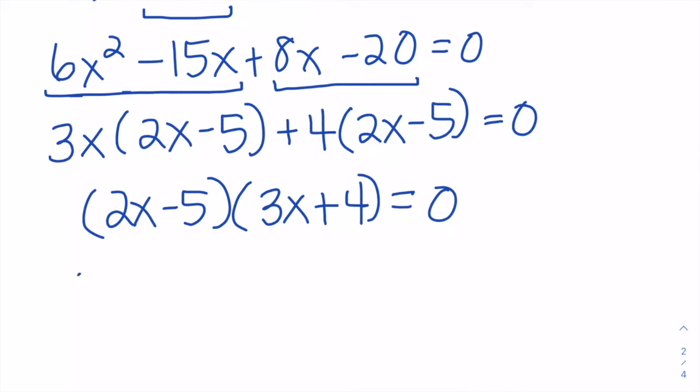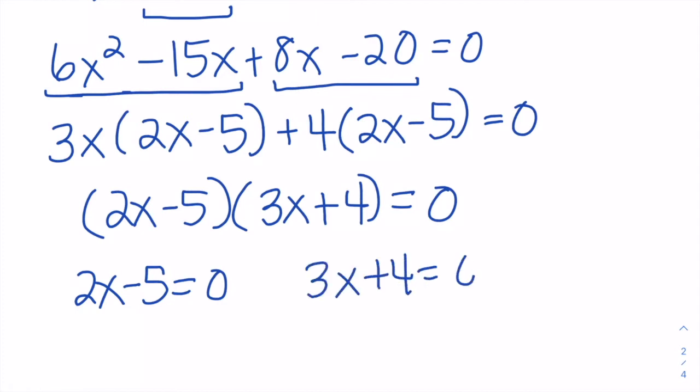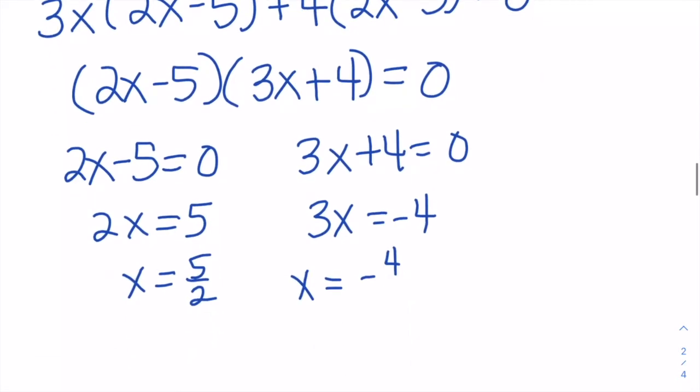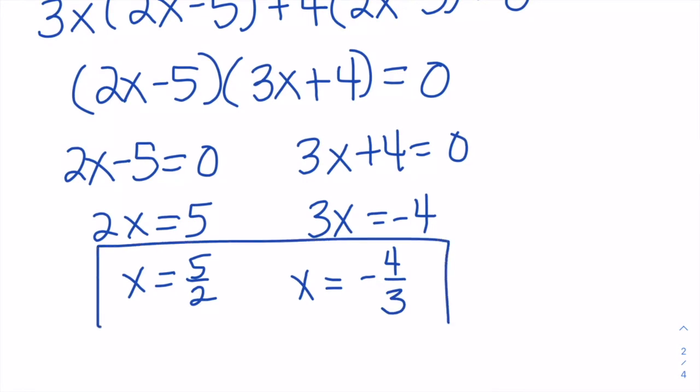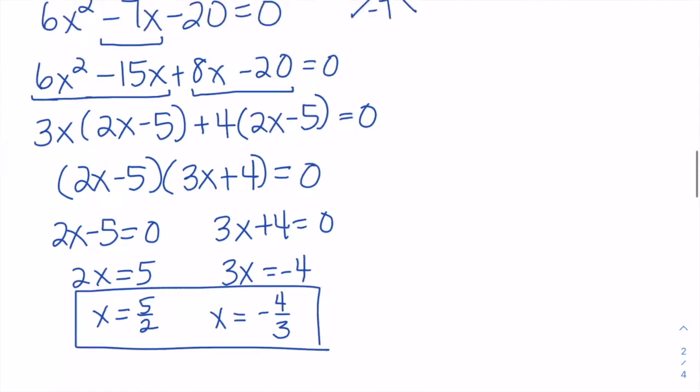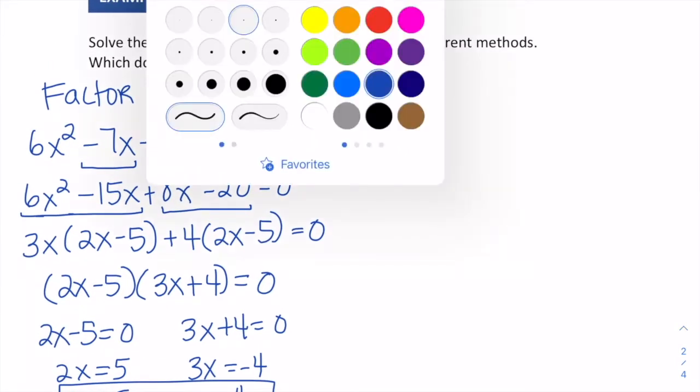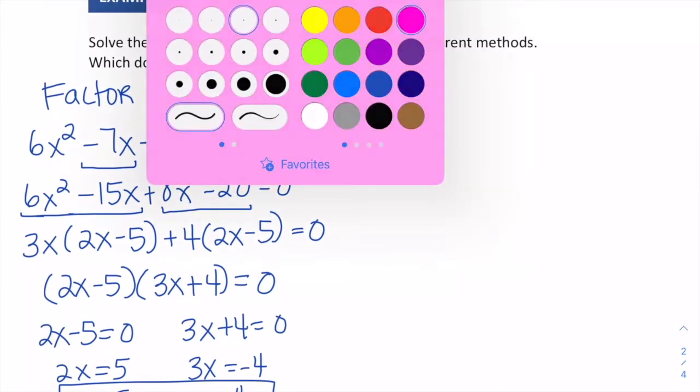So in factoring, we're going to set each of these factors equal to 0. And when we set them equal to 0, we can solve for x. So the first one will be 5 over 2, or 5 halves. And the next one will be -4/3. So we have 2 real distinct answers. All right, perfect.